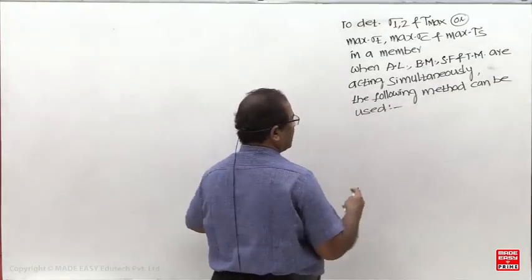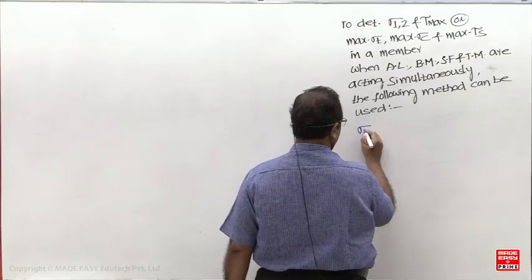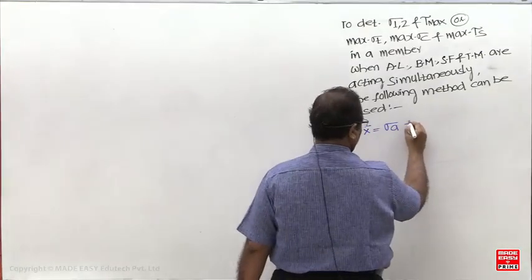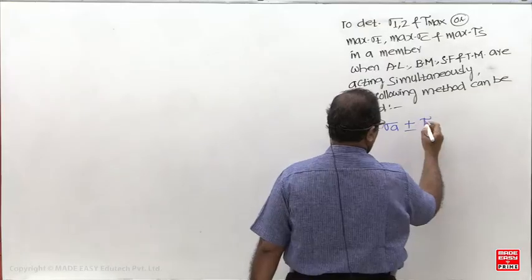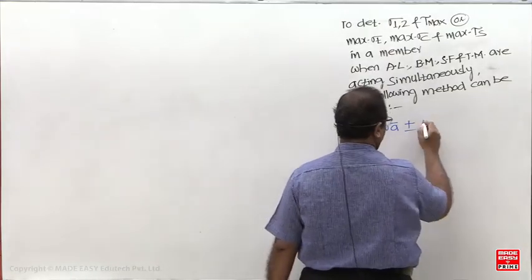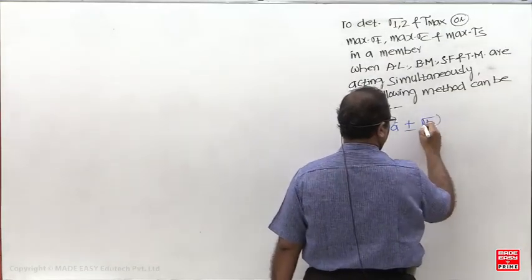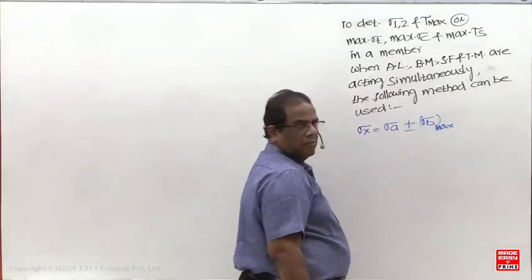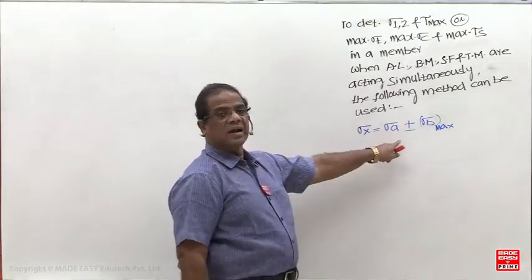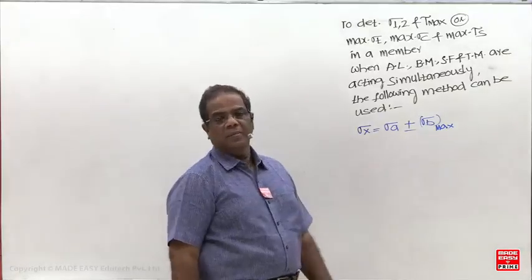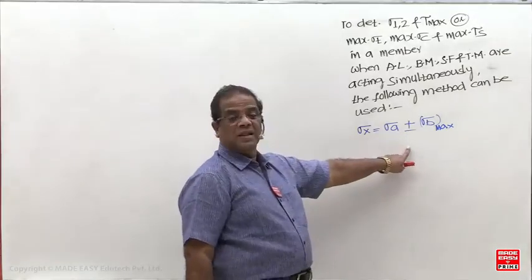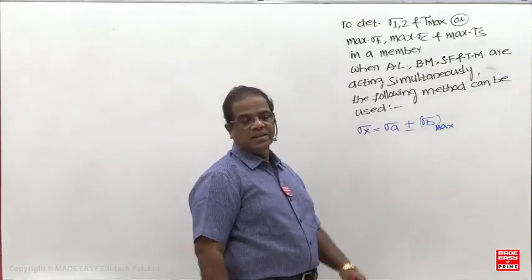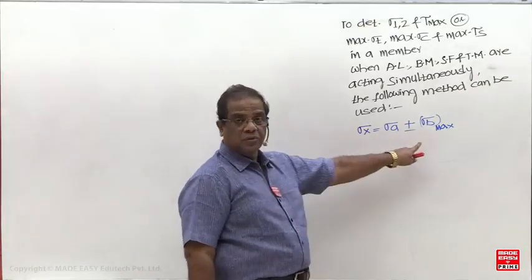Directly, sigma x equals sigma A plus sigma B max. But how to decide the plus or minus? Suppose the axial stress is positive, then you go for plus. If the axial stress is negative, you go for the negative.